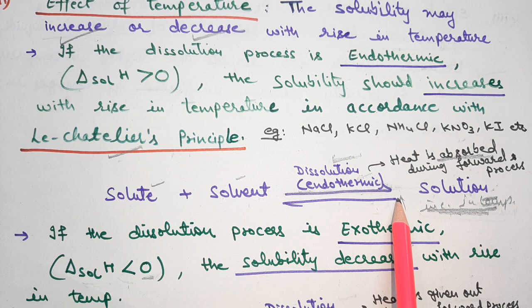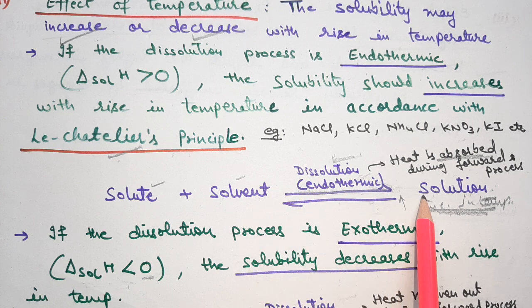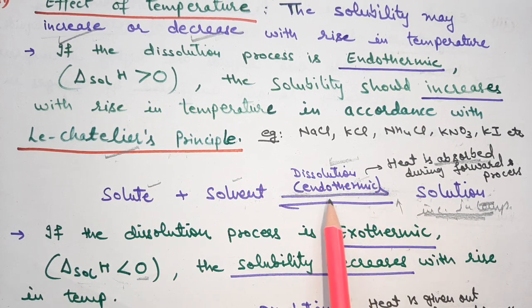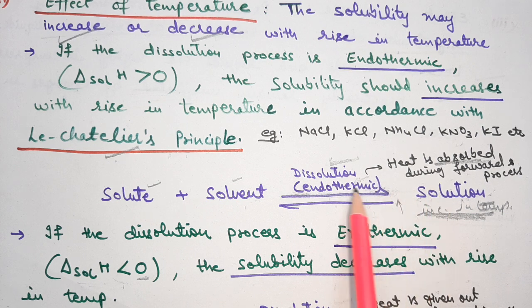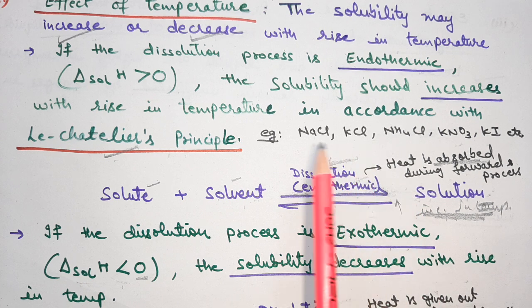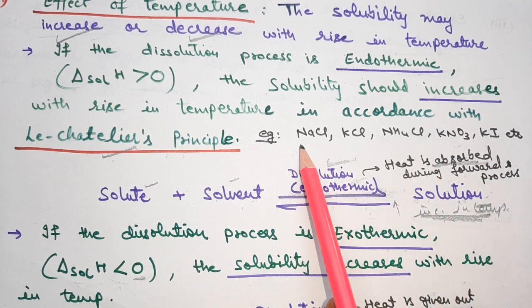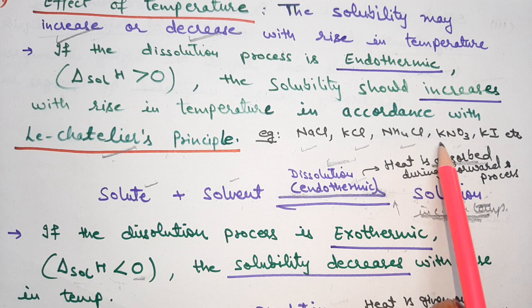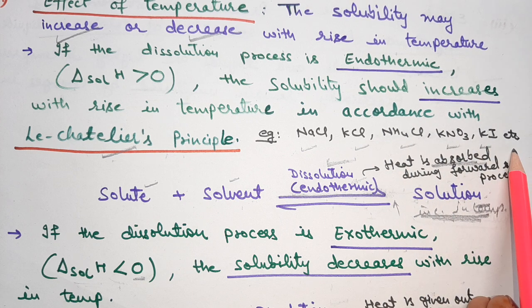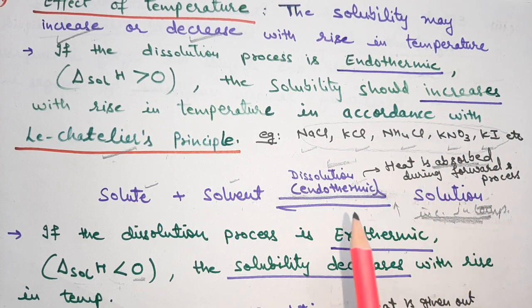So how will it undo here? We are increasing the temperature, and the process will absorb heat. When it absorbs heat it is endothermic, and the endothermic process goes in the forward direction, and in the forward direction dissolution is taking place. So more and more solute will dissolve. So in this first case, where the dissolution takes place with an endothermic process, the solubility will increase with increase in temperature. Various examples are NaCl, KCl, ammonium chloride, potassium nitrate, potassium iodide, etc. The solubility of all these solutes increases with increase in temperature.